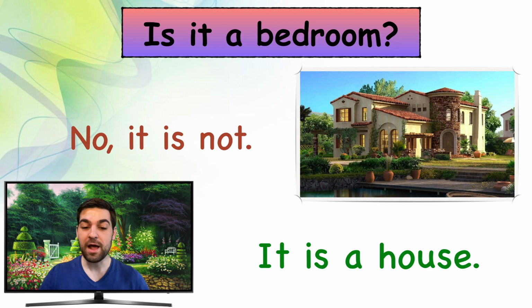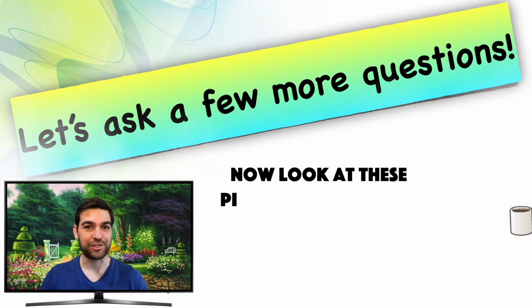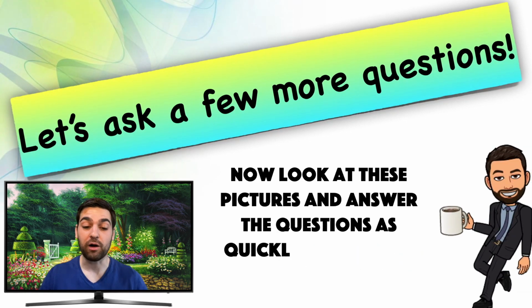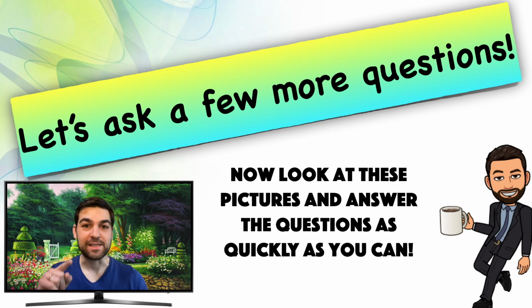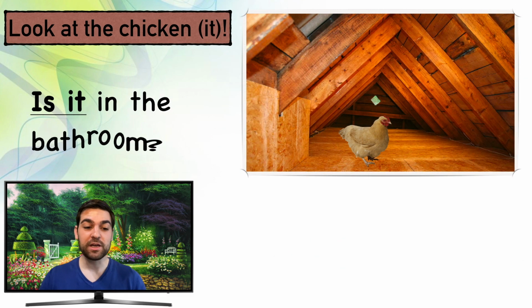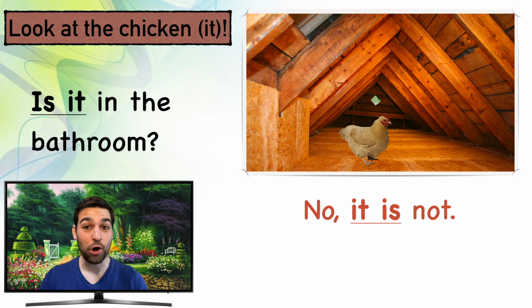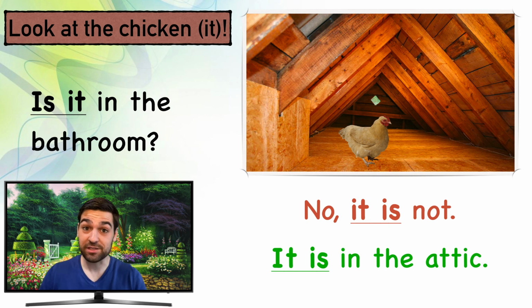Well done. Now we are going to ask some other questions about where things are. It says, look at these pictures and answer the questions as quickly as you can. So you have to try to be quicker than me. Let's try. So look at the chicken. So now it's going to ask, is it in the bathroom? So is the chicken in the bathroom? No, it is not. So where is the chicken? It is in the attic. Very good. This was an example.